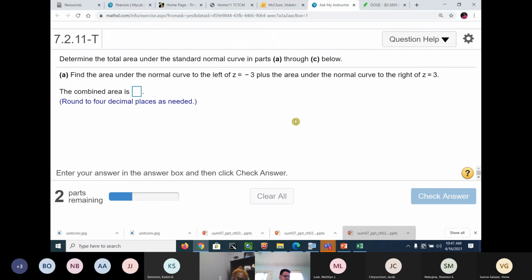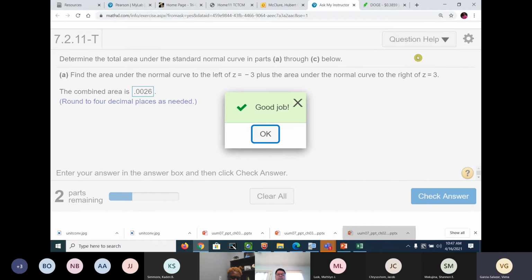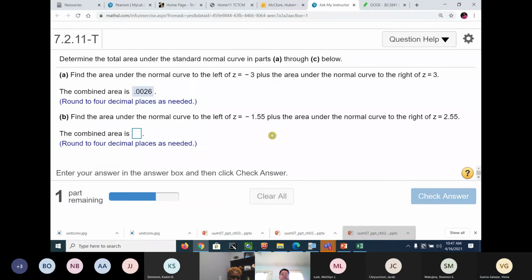So the 0.0026. You round up for this one. 0.0013 and 0.0013 is 0.0026. Oh, come on. Is this one got 3 parts too? Good gosh. All right, let's do another 3-part question.